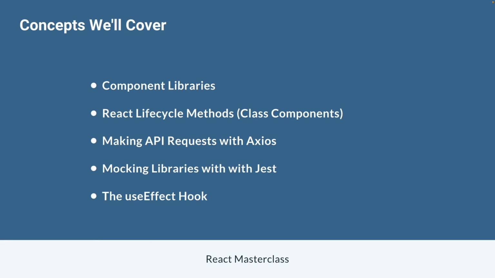So to summarize, here's a bunch of things that we're going to cover in this section of the course. We're going to introduce component libraries like Material UI, which are going to give us access to pre-styled cards and headers and text inputs, etc. We're going to learn about React lifecycle methods in class components. We're going to talk about making API requests with libraries like Axios. Then when we're talking about testing, we're going to talk about how we can mock those API requests using Jest.